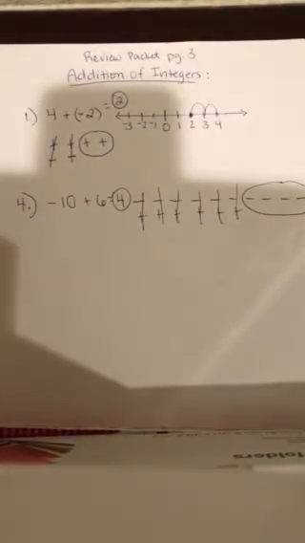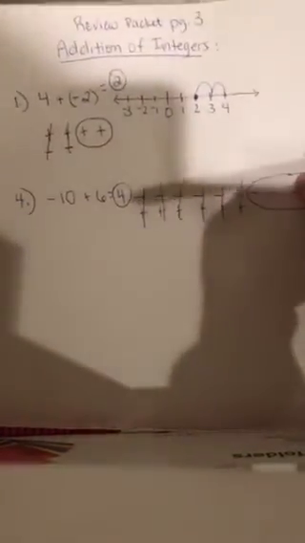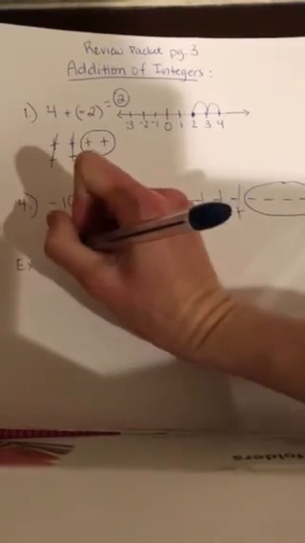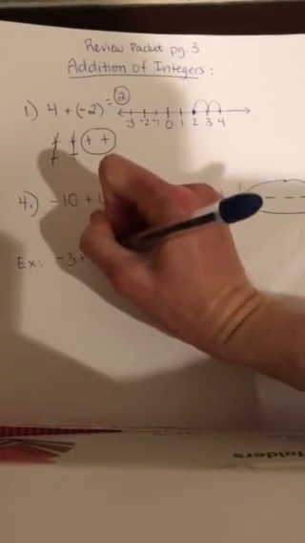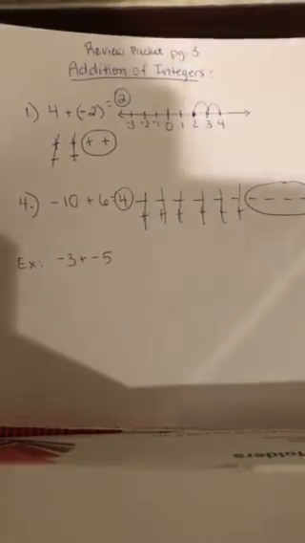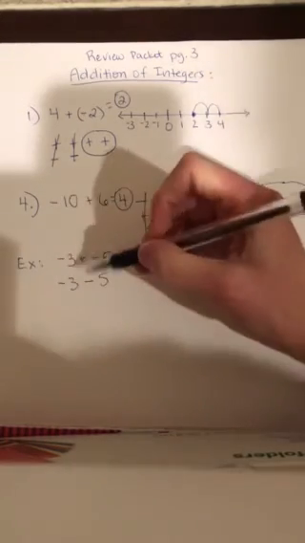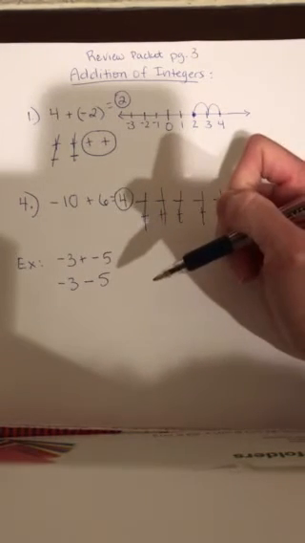Okay, so I want to do one where they are both negative, and I'm going to make one up, okay? So we'll just call this example. Let's do -3 plus a -5. Another way to write this would be -3 minus 5. You don't need the plus sign there. It's minus, it's negative. Minus and negative are synonyms. They mean the exact same thing.